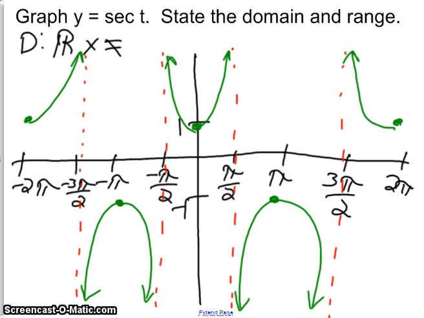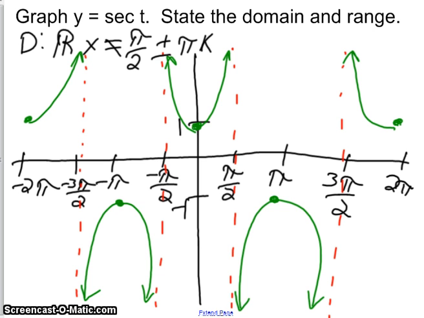X cannot be any odd multiple of pi over 2. Now here's the mathematical way to write this. We're going to write it as an arithmetic sequence where the first term is pi over 2. Then we're going to do plus and minus the common difference. What's the common difference between pi over 2 and 3 pi over 2? How much is elapsing? 1 pi, that's right. So this is plus or minus pi.